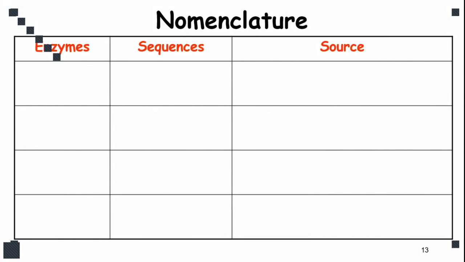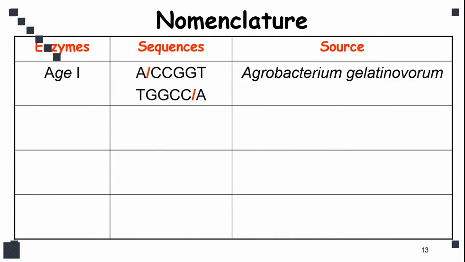Now, let's see some of the classical examples under the nomenclature of these enzymes. Let's see the enzyme, the sequences, and the sources where they are obtained. Now we have number one enzyme, we call it enzyme Age1. The sequence that it will identify inside a molecule is what is called GGT, and the corresponding complementary sequence is shown there, which is TGGCCA. Where is it obtained from? It's obtained from Agrobacterium gelatinovorum.